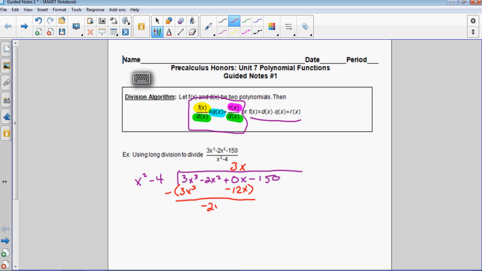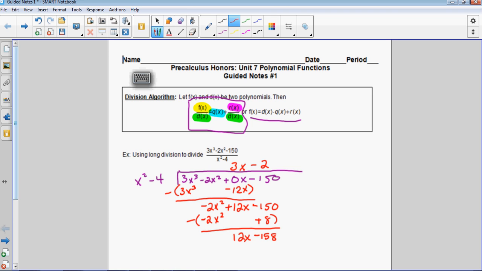So we get negative 2x squared minus negative 12x is plus 12x. Okay, and next we want to think about negative 2x squared divided by x squared. We get negative 2. Oh, and I did forget to bring down the minus 150 in my last step. Okay, so negative 2 times x squared is negative 2x squared. Negative 2 times negative 4 is plus 8. And you want to subtract. So I get 12x minus 158 as my remainder.